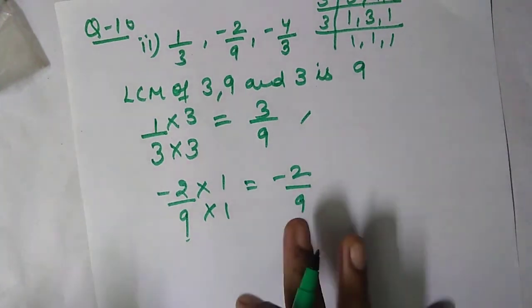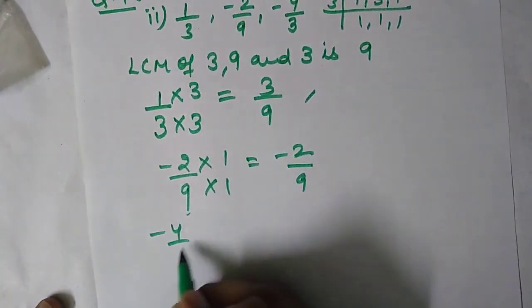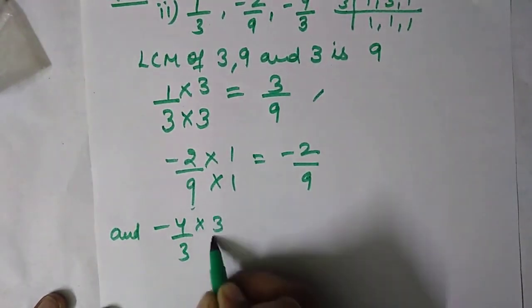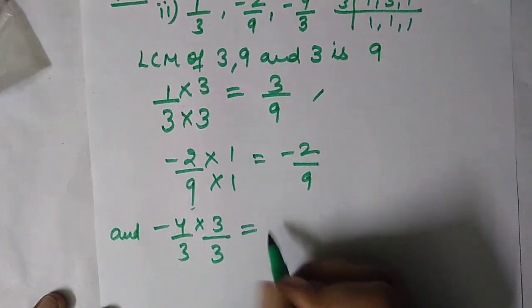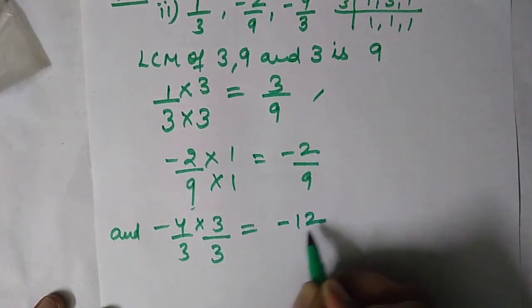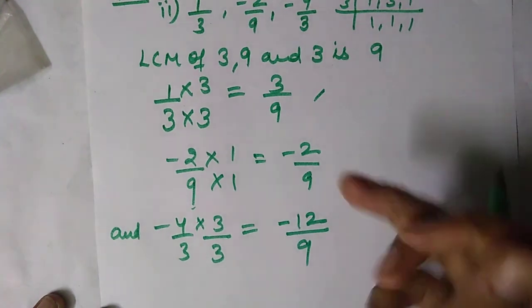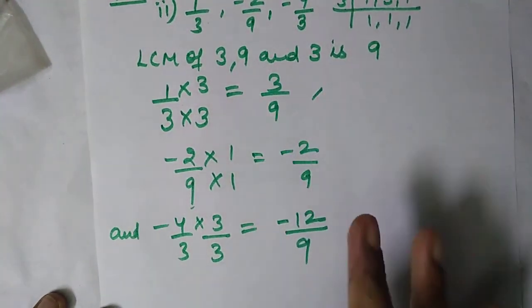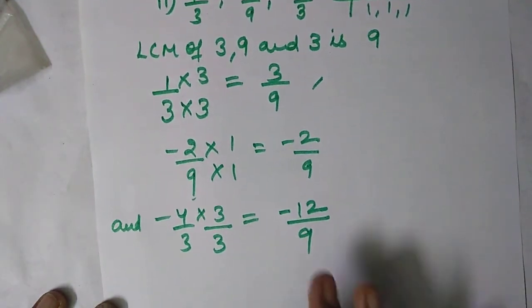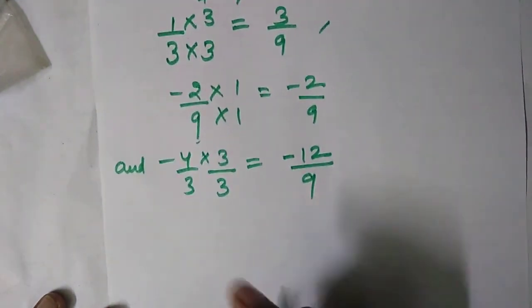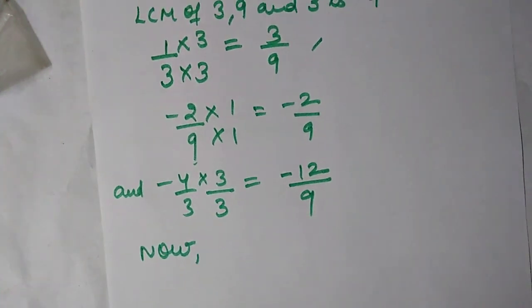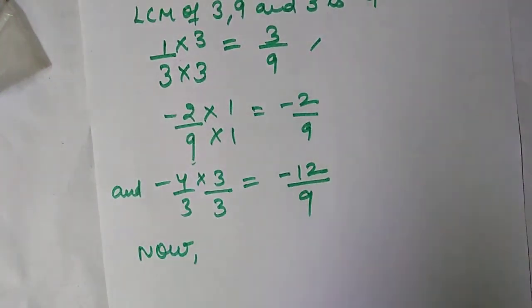Now come to the third fraction, that is minus 4 by 3. I have to make the denominator equal to 9. So for that I have to multiply it with 3. Minus 4 into 3 is minus 12 over 9. Okay, now all these fractions have the same denominator, that is 9. So now which is greater? You have to write in ascending order. Ascending means from smaller to greater.